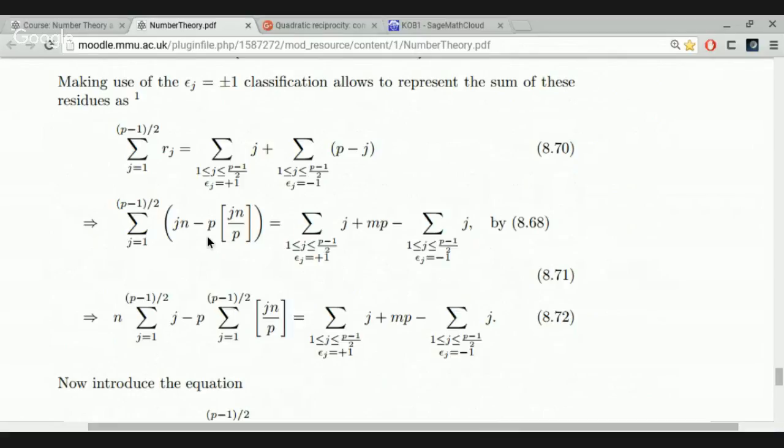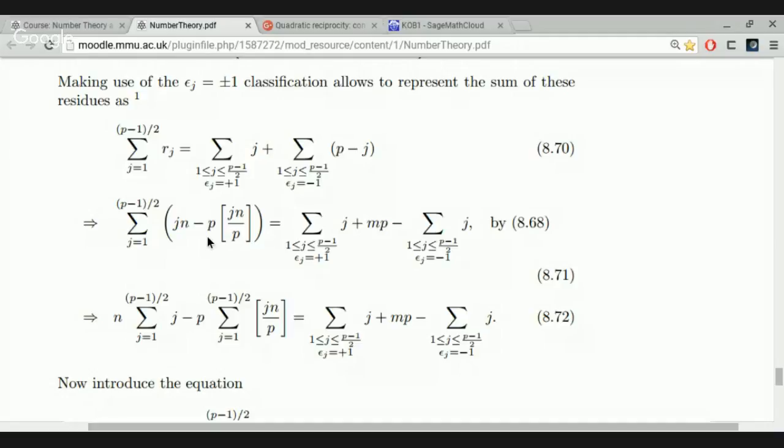So this first summation remains the same. The second summation, well, we break it apart. You see, we keep on adding p, all the time. And this is where the m comes in. Because how many terms are in this sum? Well, this sum just counts the j where the sign epsilon j is minus 1. That's exactly that number m, which was in the previous result by Gauss. It's the count of the number of residues from the multiples of n that ended up in the second half.